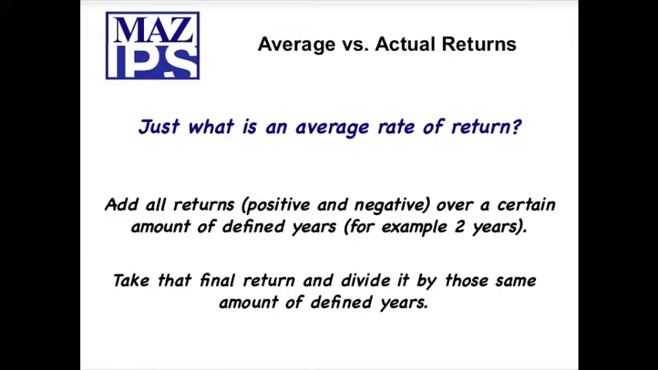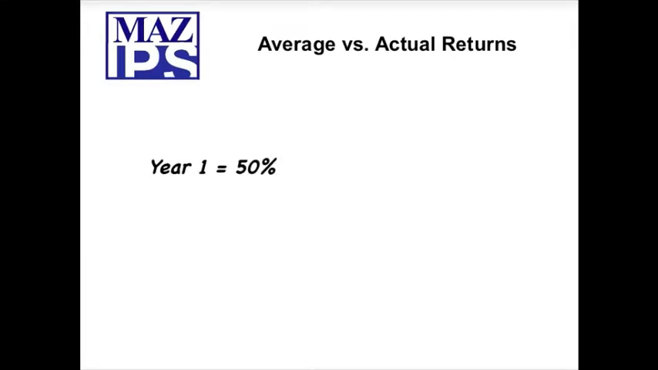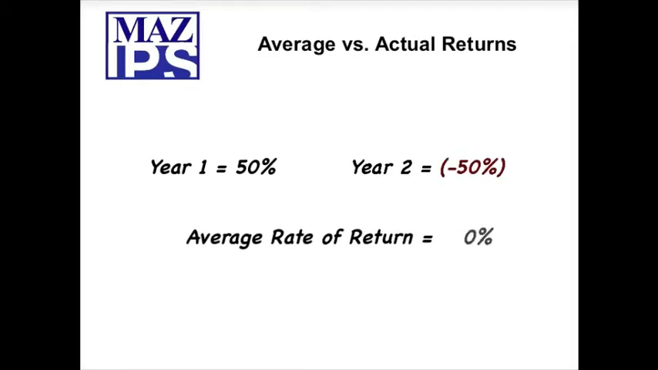Here's a very easy example. Suppose in year number 1 you get a 50% rate of return on your principal. The following year you get a negative 50% rate of return on your principal. The average rate of return is going to be 0%. But is that your actual rate of return?